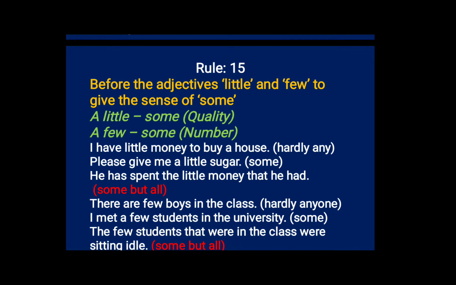Now rule number 15. Before the adjectives little and few, to give the sense of some, we use the indefinite article. A little. The meaning of a little is some; it's about quantity. And a few. A few also means some only, but it's something about number.